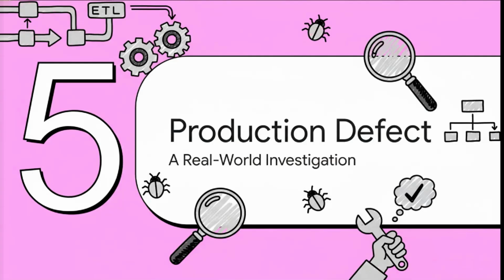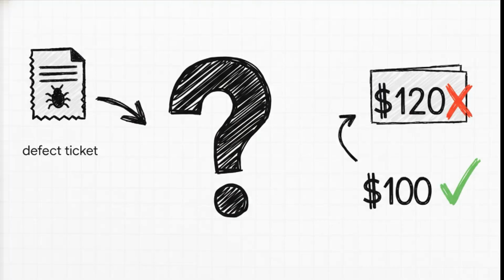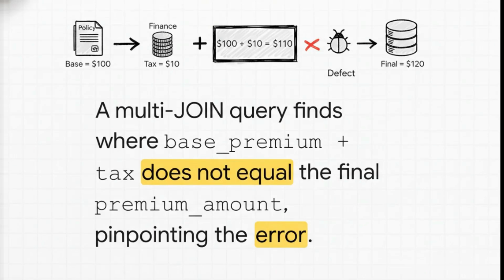Okay, this is where it's really interesting. Let's see how we can combine everything we've talked about to solve a real production issue, exactly how a senior tester would do it. So here's the scenario. A defect ticket lands on your desk from the business. The final premium amount in their reports is wrong, and it's your job to go in, investigate, and find the root cause. And this is how you solve it.